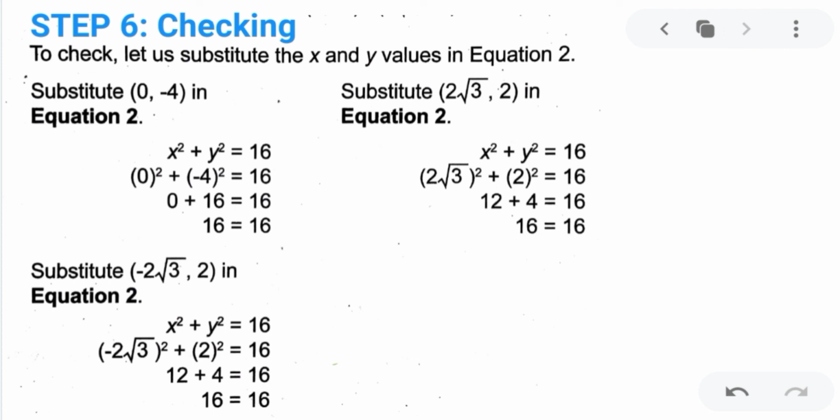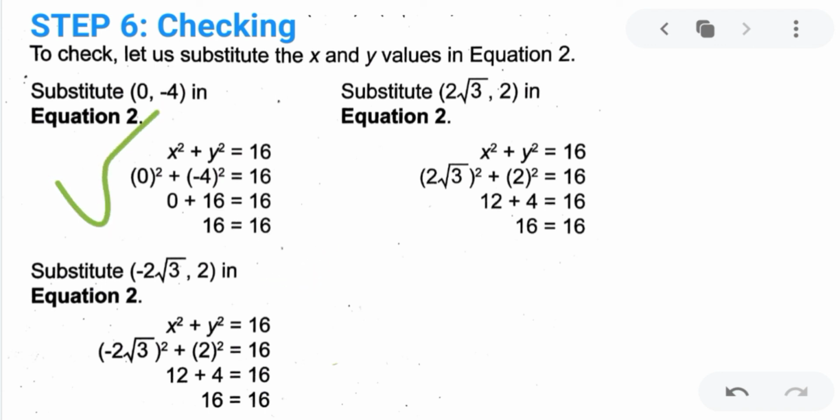Next, we have to check. To check, let us substitute the x and y values in equation 2. So substitute 0 and negative 4. You can substitute in equation 1, that is okay, but here I prefer using equation 2. So we have 0 and negative 4. X squared plus y squared equals 16. This is your original equation. And then 0 squared plus negative 4 squared equals 16. Then 0 plus 16 equals 16. 16 equals 16.